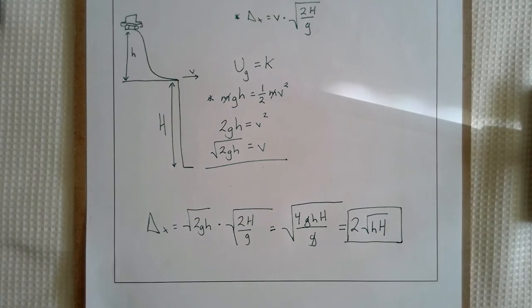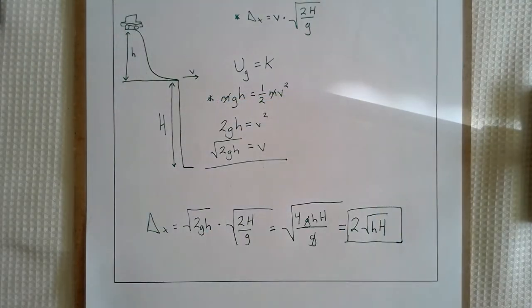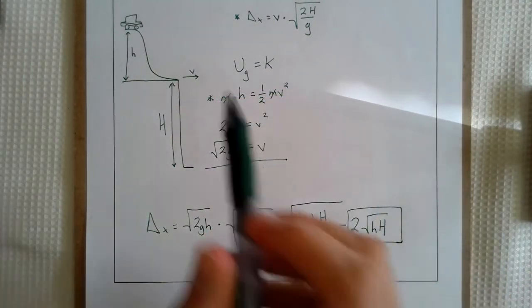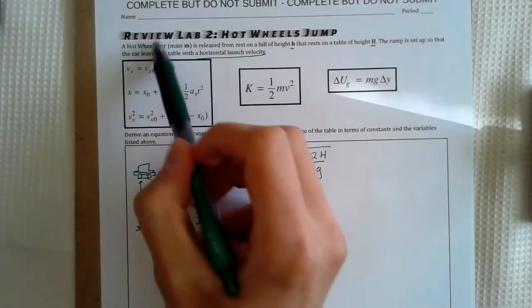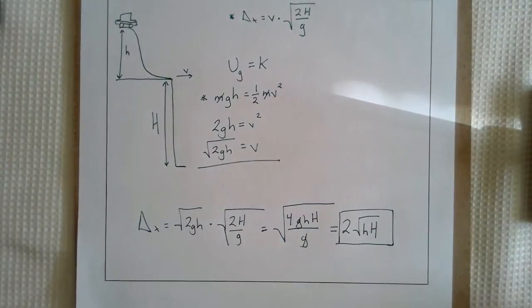Amazing. I love this derivation because all of that stuff comes down to just 2 measurements, the height of the hill and the height of the table. Those 2 things determine the range. Notice there's no mass in here. This was just a red herring. The mass of the car doesn't matter. The gravity doesn't matter. It doesn't matter what planet or moon or whatever you're doing this experiment on. The only thing that affects the range is going to be the height of the hill and the height of the table. That is amazing, and we're going to put that to the test. That is what we're going to do for Lab 2. I'm super excited. I hope you are too.